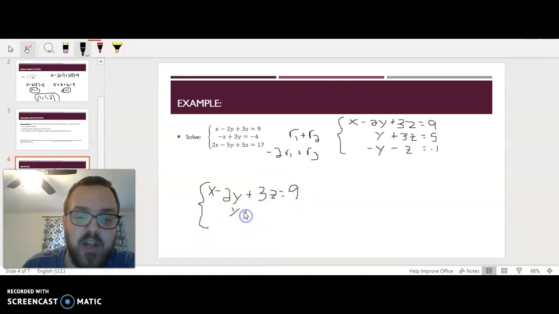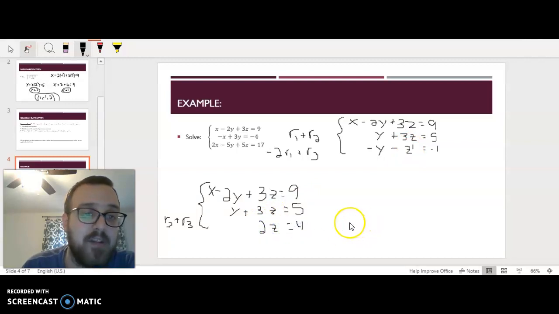But the third equation, I want to get rid of one of those variables. And the way that I'm going to do that is by adding row 2 and row 3 together. So I'm going to say, all right, row 2 plus row 3, because y plus negative y will make that cancel out and go away. 3z and negative z, if I add those together, will equal 2z. And then 5 and negative 1 will equal 4. I now have what we would call a back substitution system.